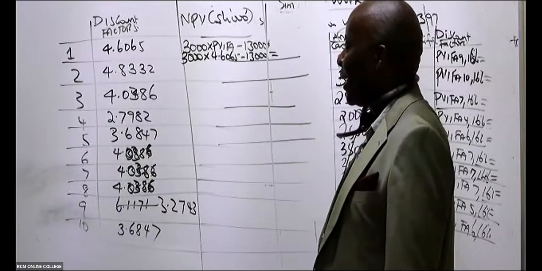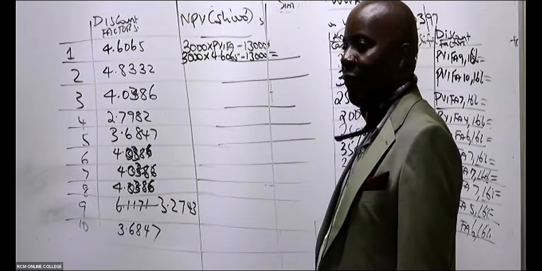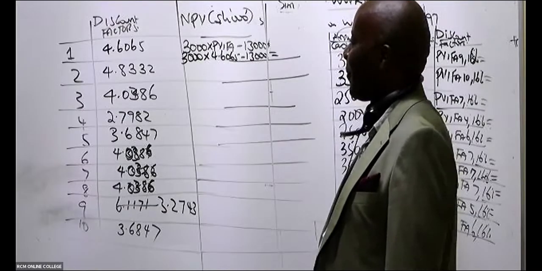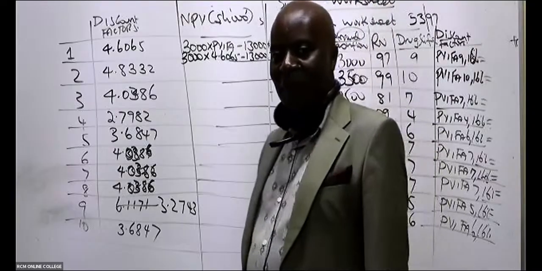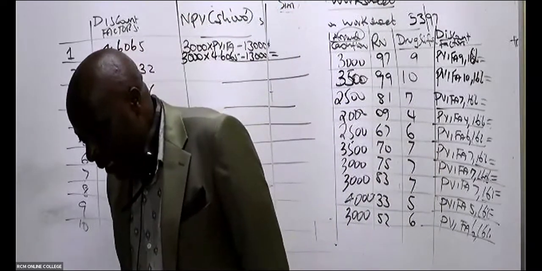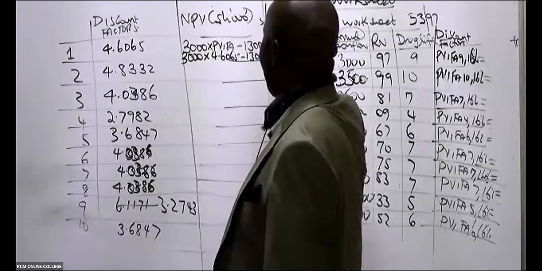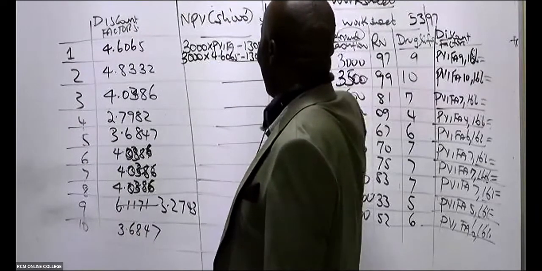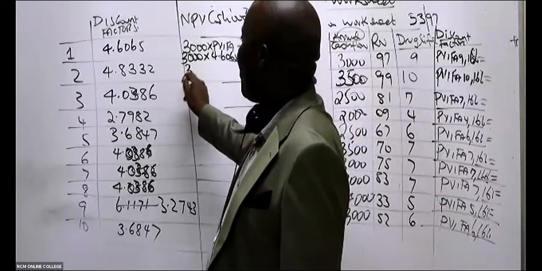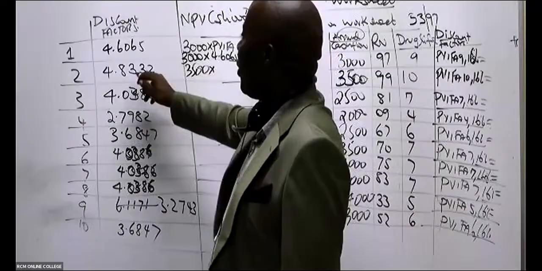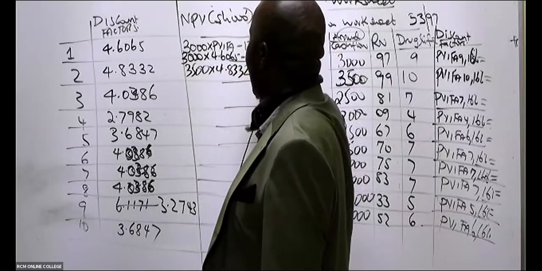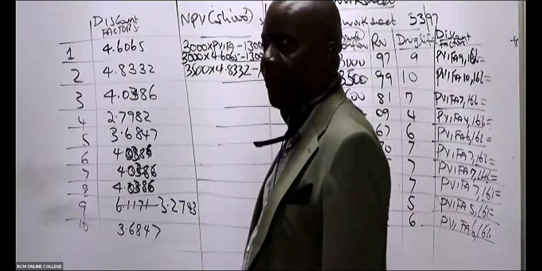3,000 times 4.60685. Are you getting a funny figure? My online ninjas are getting 819.5. Is that okay? Yeah. So you got the second one. The second one, I can see it's 3,500 every year times the discounting factor, which is 4.8332, minus this 13,000, which is common across.